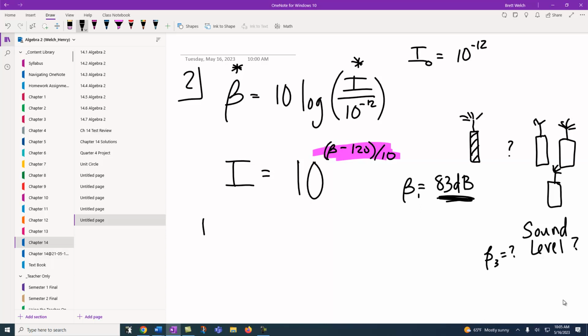So I would start by finding I1, which will be 10 raised to the 83 minus 120 divided by 10. And so I type that into the calculator. Yep. Do we have to multiply it by 10 because it's decibels? No. That right here has to do with why there's a 10 in front of the log to begin with. So that's built into the formula so that we measure it in decibels, not bells. That's a great question. But no, the formula is built to operate in decibels.